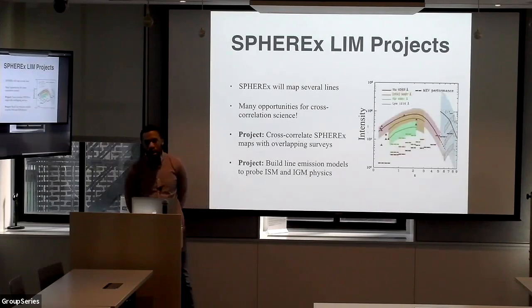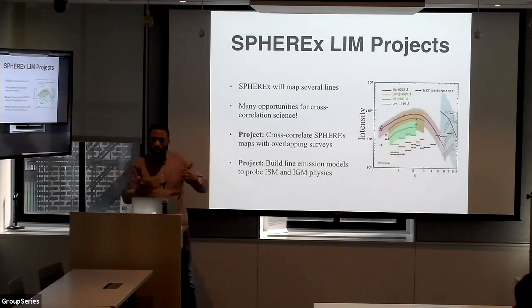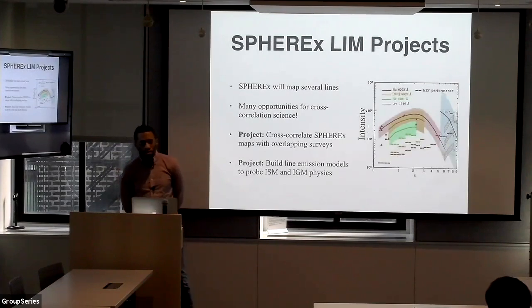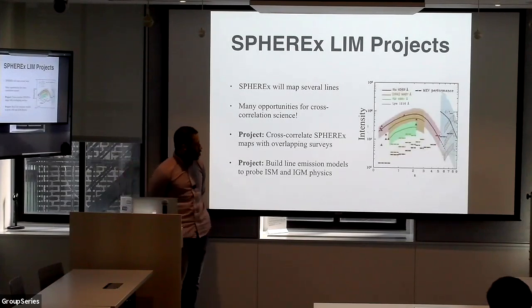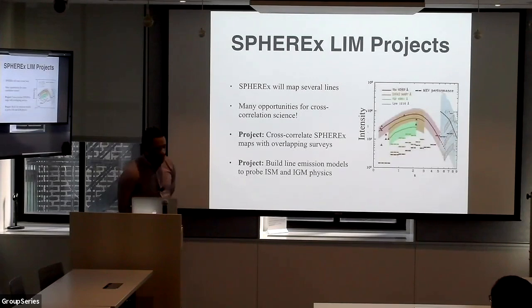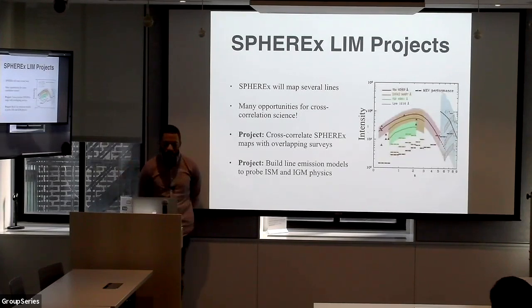And so you'd be able to see the topology of the IGM as reionization evolves, and you'd be able to see how reionization evolved over time. Also, particularly with the H alpha survey, this would help to learn more about the ISM and IGM by being able to do these types of cross correlations with other surveys, both galaxy and intensity mapping. And so that's something I'm really excited about.